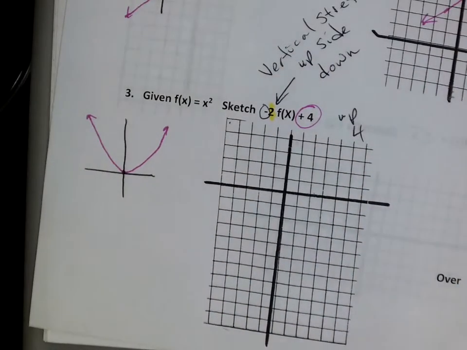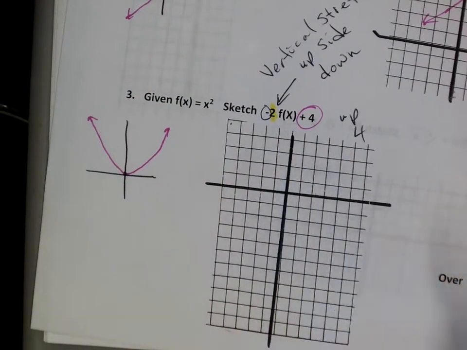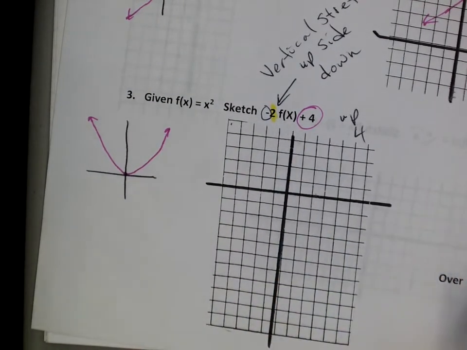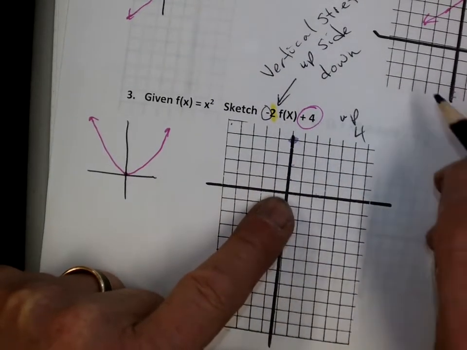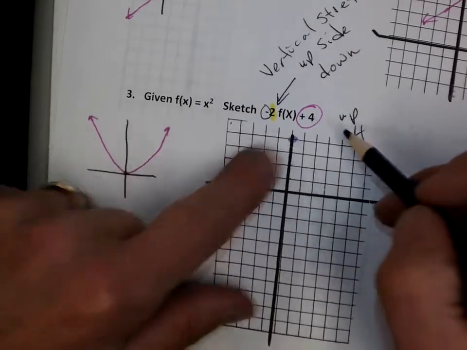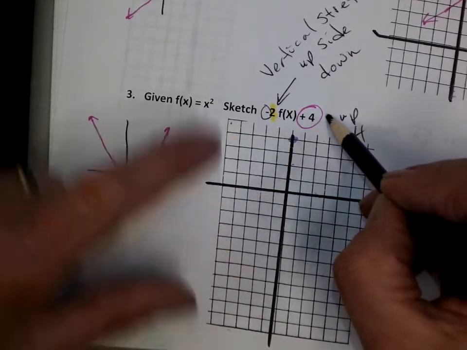So to make this easier for everybody, I'm going to do this in 2 steps. Okay, I'll do the vertical stretch at the end. So I'm going to take it up 4. 1, 2, 3, 4. Okay, I'm going to do that first. I'm going to take this graph, bring it up 4. And I'm going to make it upside down.